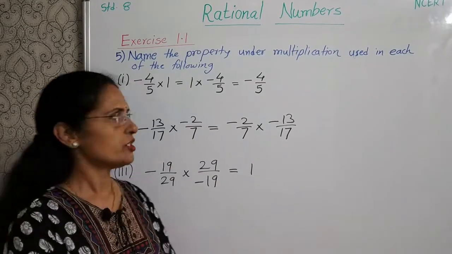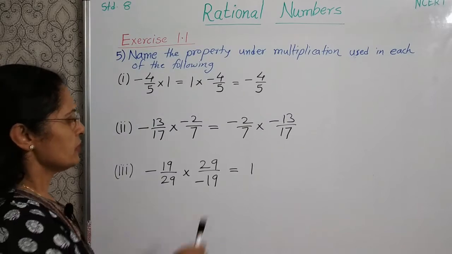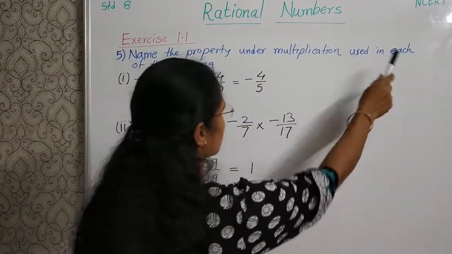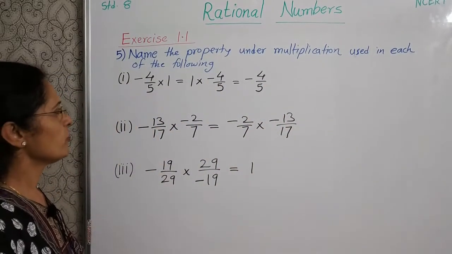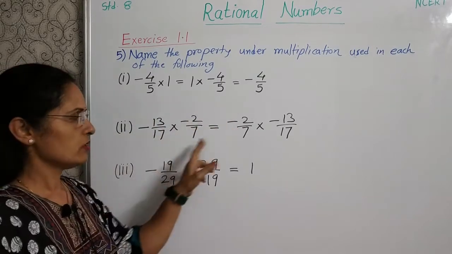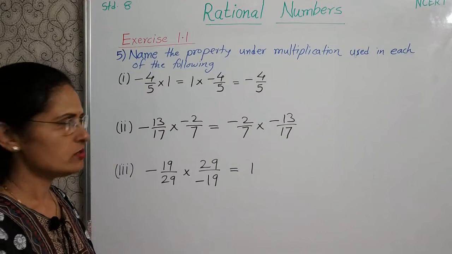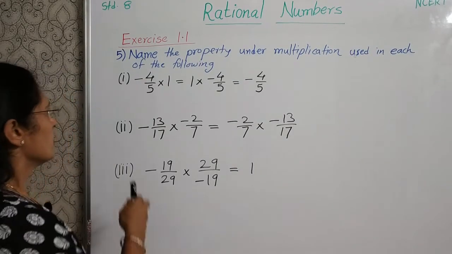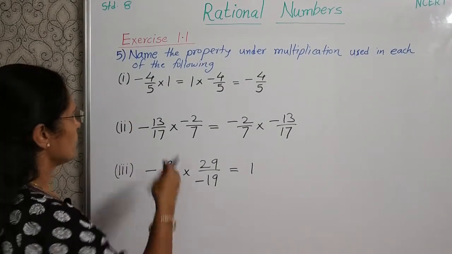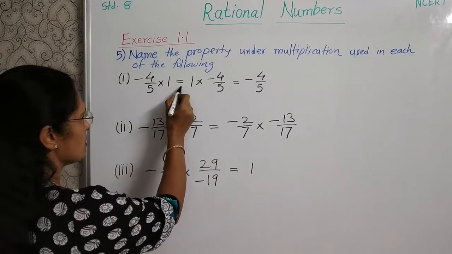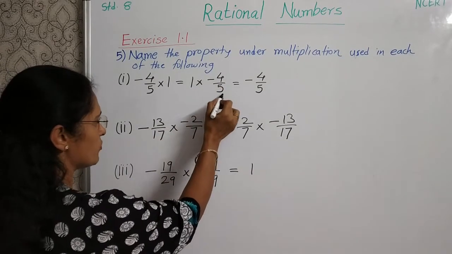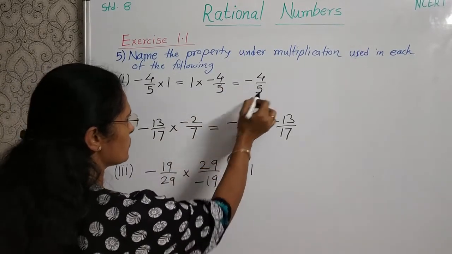Next we will solve question number 5. Name the property under multiplication used in each of the following. So which property of multiplication is used in these 3 questions? We have to write that. See, first, minus 4 by 5 multiplied by 1 is equal to 1 multiplied by minus 4 by 5 is equal to minus 4 by 5.